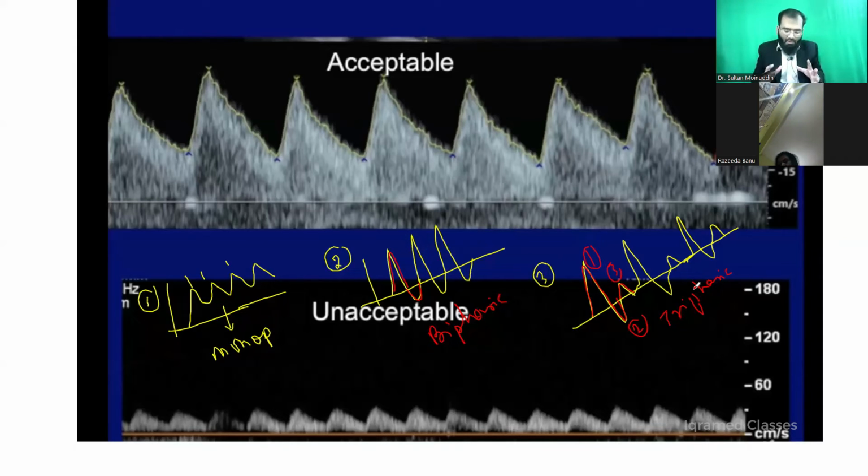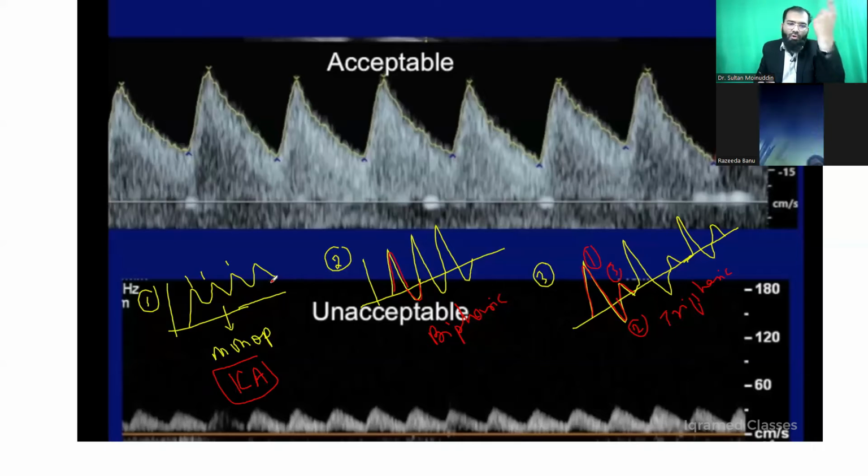Like Dr. Rashmi asked me a question, right? For example, let me give you an example so that it becomes very clear for you. When it comes to brain, the vessel which supplies the brain is the internal carotid artery. What do you think? What should be the waveform of ICA? Should it be monophasic? Should it be biphasic? Or should it be triphasic?